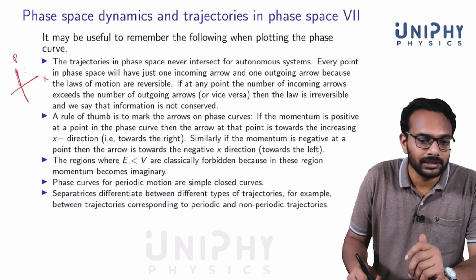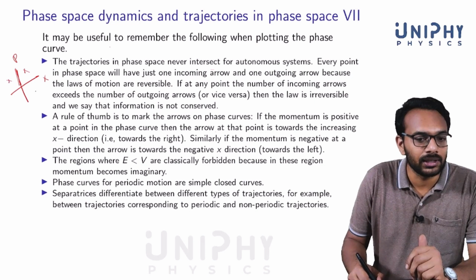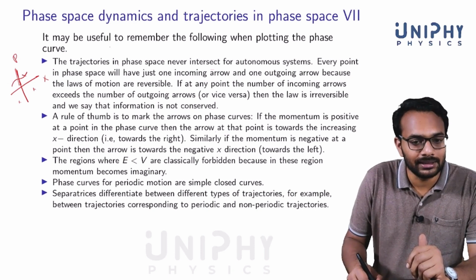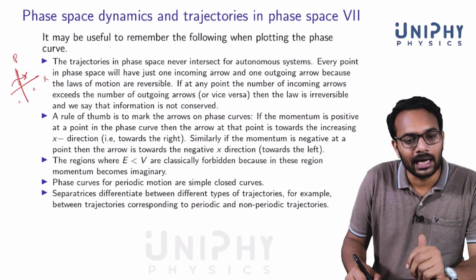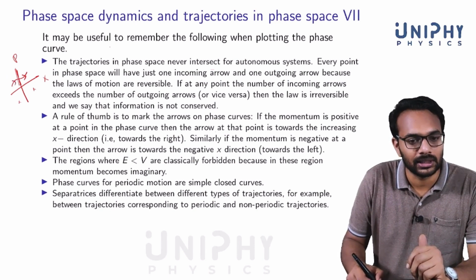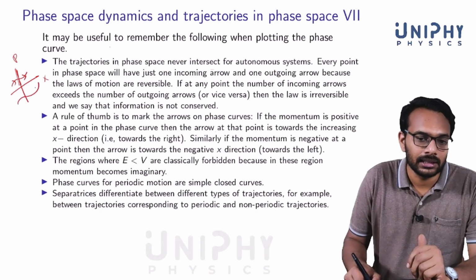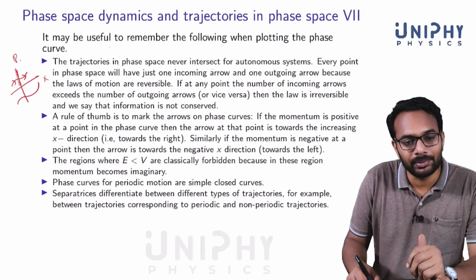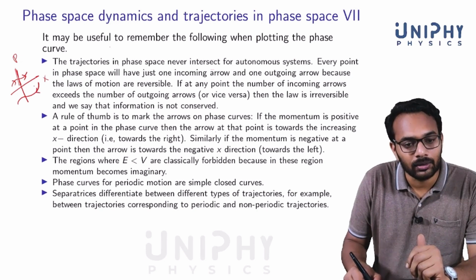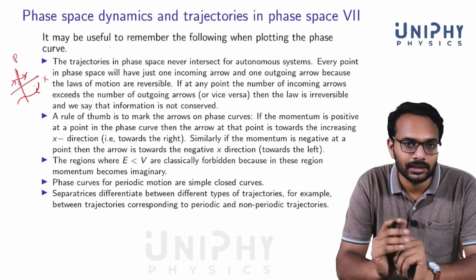All right, p is positive here and p is positive here. P is negative here and p is negative here. So if you have a curve like this, you see that the momentum is positive. In this quadrant, the arrow has to be towards the positive x direction. Also in this quadrant. Similarly, if you have some curve like this here, it's in the quadrant where p is negative. This means that the arrow is towards the negative x direction. That's a simple rule to remember.